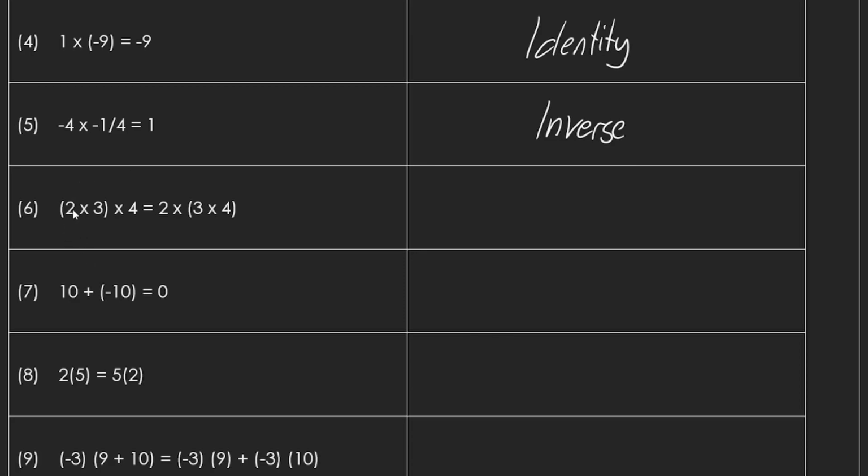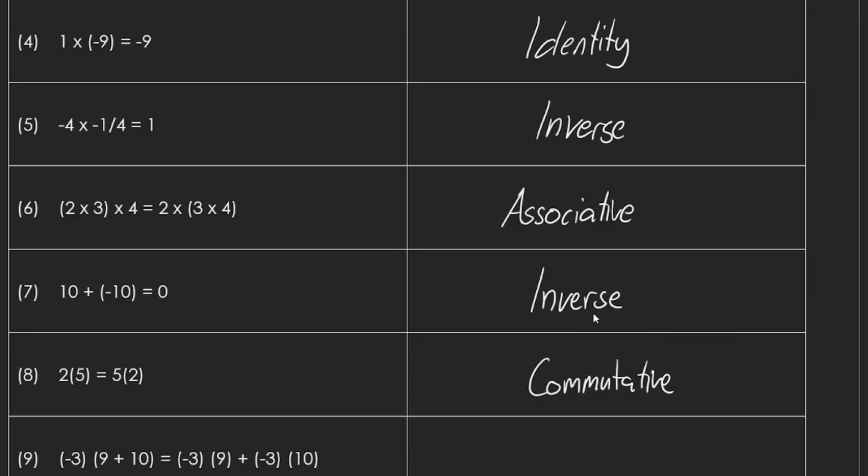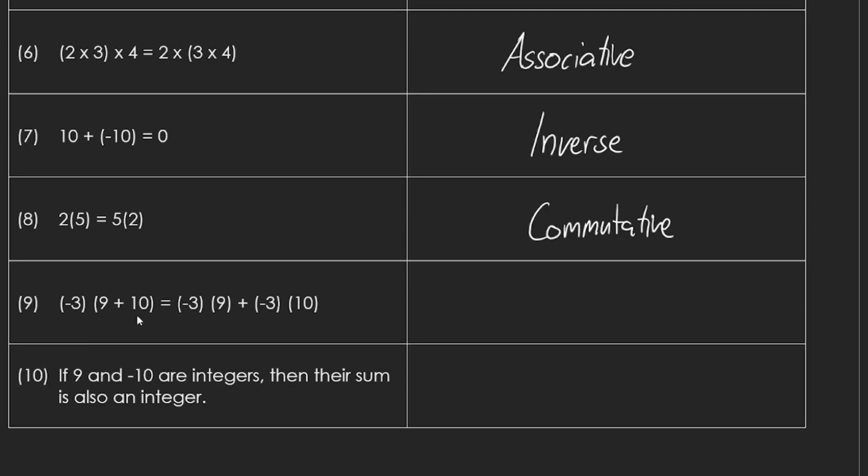Number 6, 2 and 3 are grouped, 3 and 4 are grouped, so this is associative property. Number 7, we have 10 plus its inverse give us 0, so this is the additive inverse. Number 8, we have 2 times 5 and 5 times 2. This is just commutative property. Number 9, we have the product and the sum of two numbers is the same as the sum of the two products. So this is distributive. Number 10, if 9 and negative 10 are integers, then their sum is also an integer. And this is just closure property.